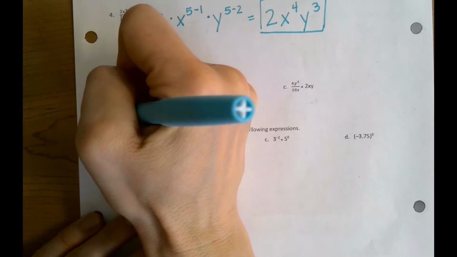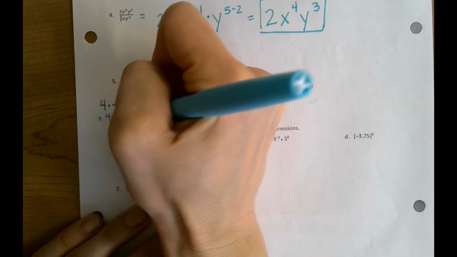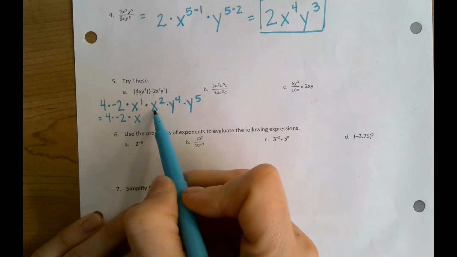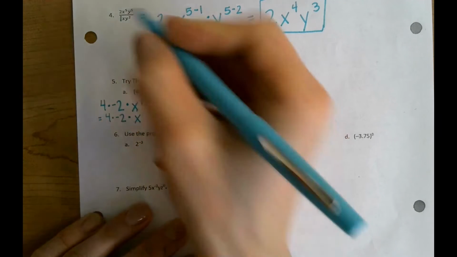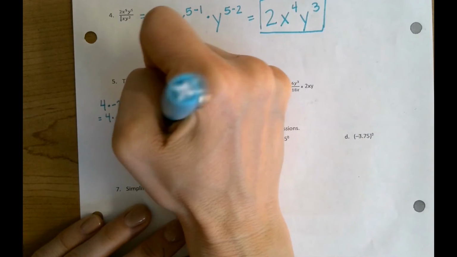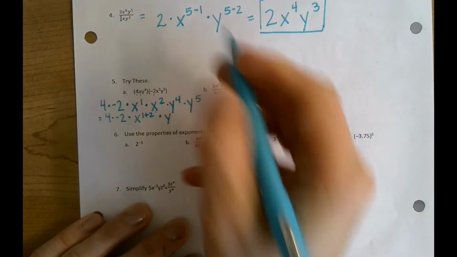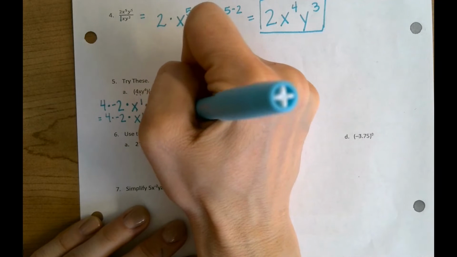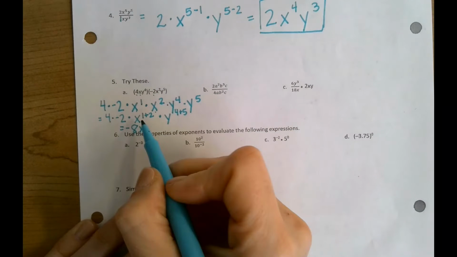So 4 times negative 2 times x. Since these both have a base of x, I'm going to add my exponents. 1 plus 2 times y, and then 4 plus 5. Now I'm going to simplify.